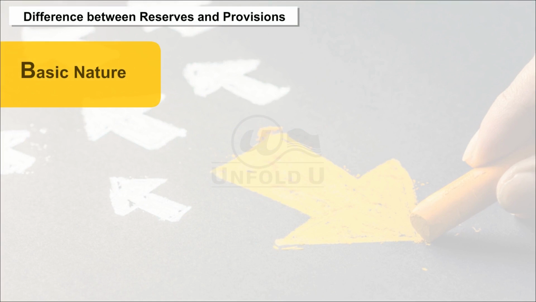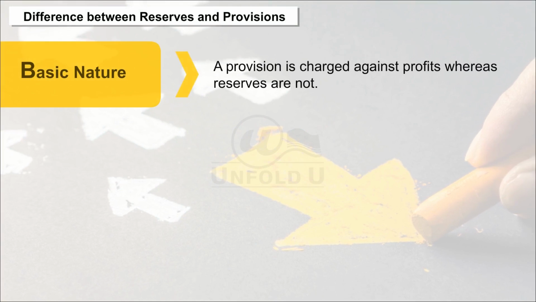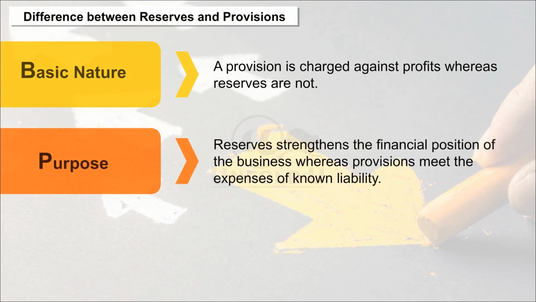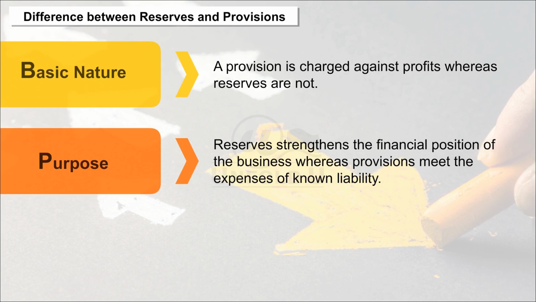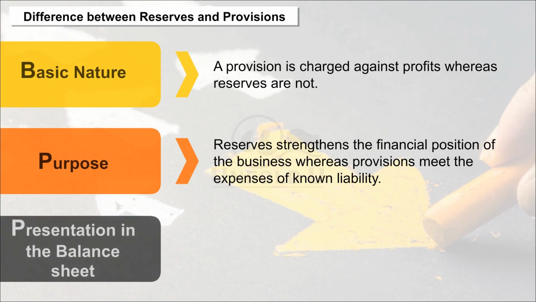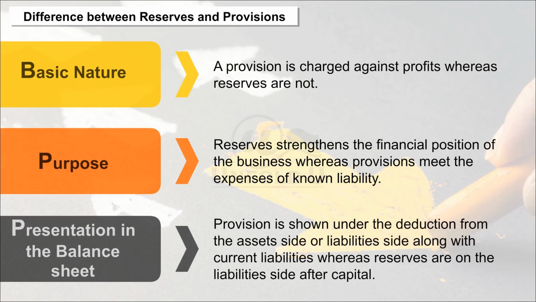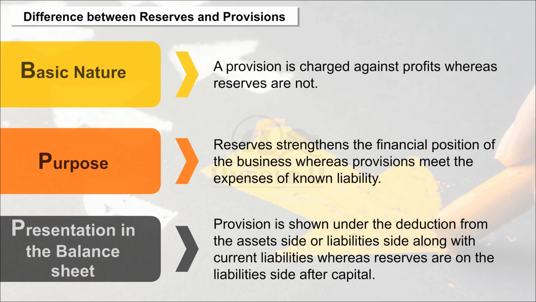Basic nature. A provision is charged against profits, whereas reserves are not. Purpose. Reserve strengthens the financial position of the business, whereas provisions meet the expenses of a known liability. Presentation in the balance sheet. Provision is shown under the deductions from the asset side or liabilities side, along with current liabilities, whereas reserves are on the liabilities side after capital.